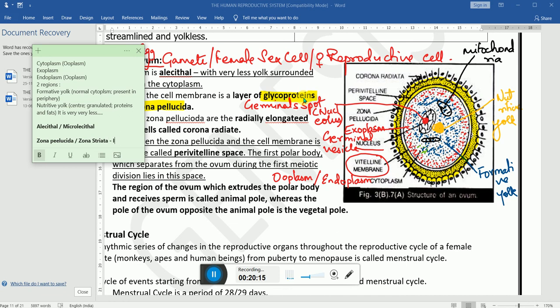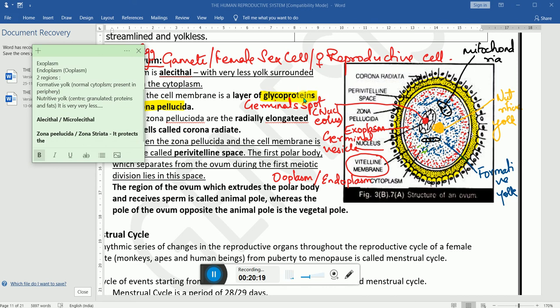Okay, and it protects the entry of multiple sperms. It protects the entry of multiple sperms during fertilization.